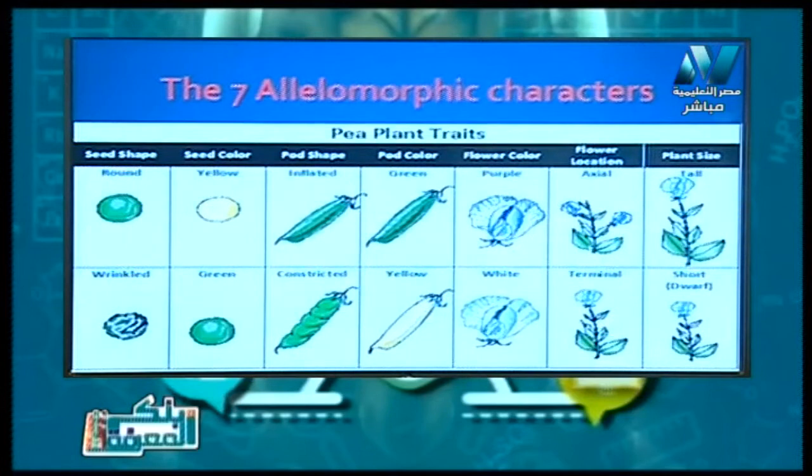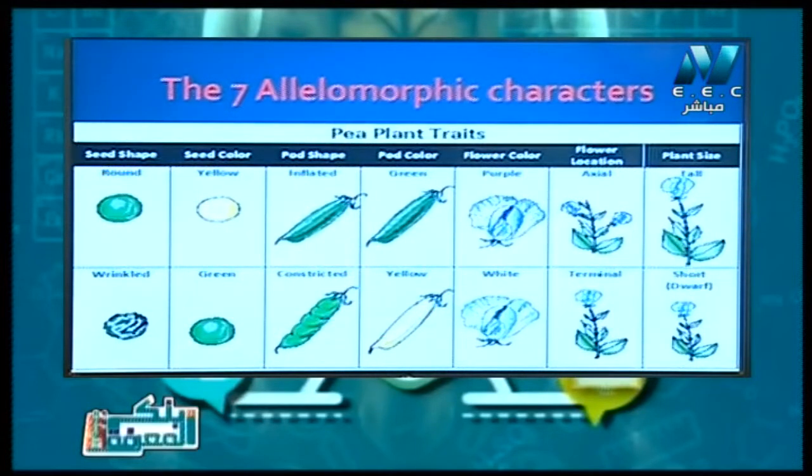And these are the 7 characteristics in the pea plant. The seed shape could be round or wrinkled. The seed color could be yellow or green. The pod shape could be inflated or constricted. The pod color could be green or yellow. The flower color could be purple or white. The flower location could be axial, coming out at the side of the stem, or terminal, at the top of the stem. The pea plant height could be tall or short.